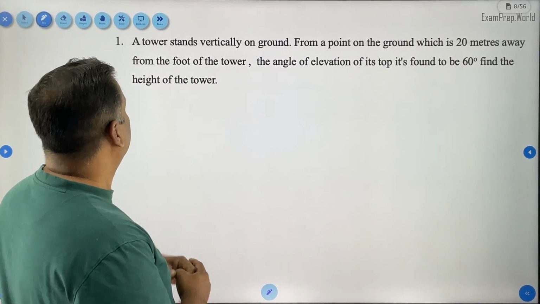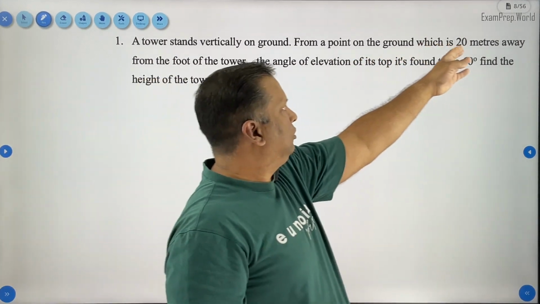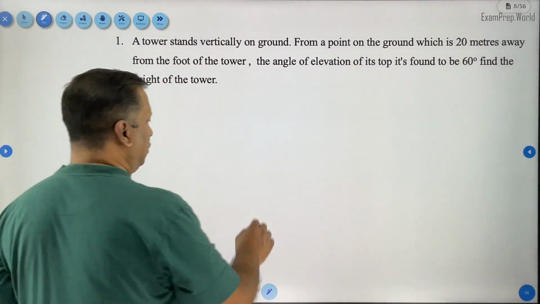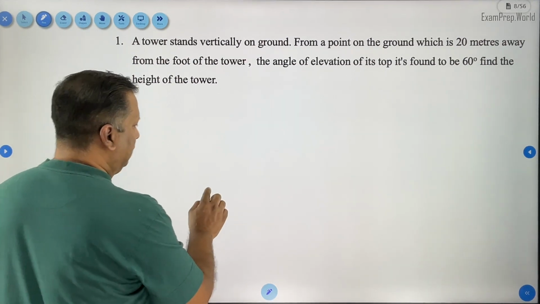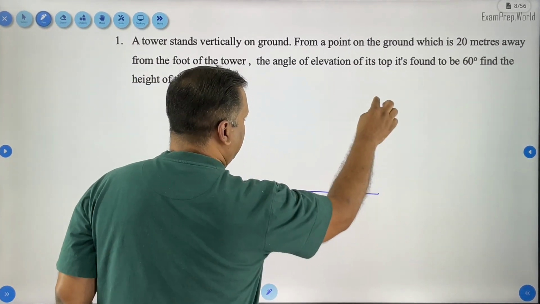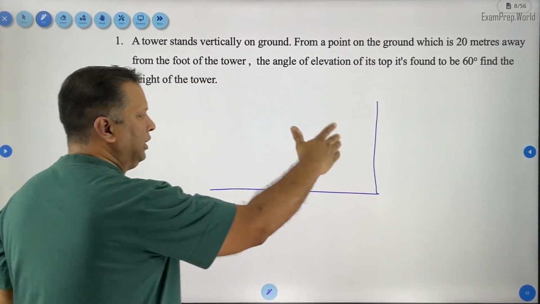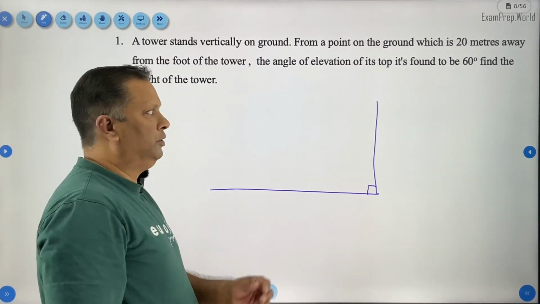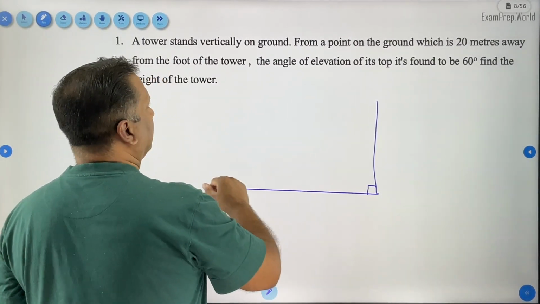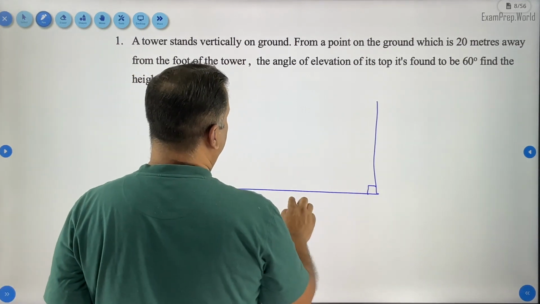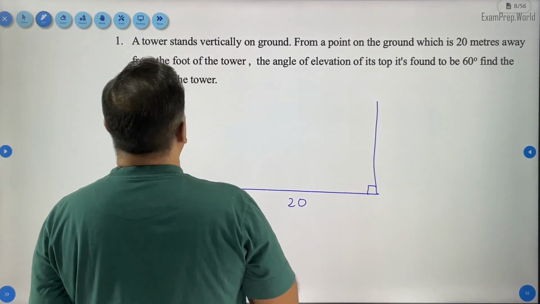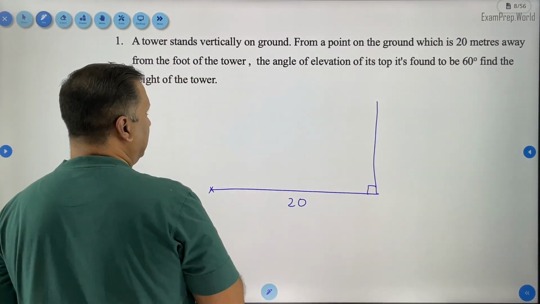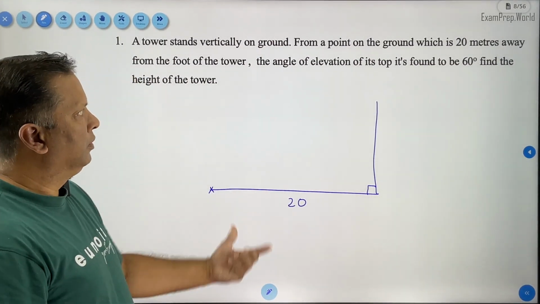Okay. So a tower vertically stands on the ground, and from a point on the ground which is 20 meters away, similar to the one which we just did. Always in such questions, draw the ground level, draw a tower, assume that this vertical line is a tower. So the tower always makes 90 degrees, so it is standing perpendicular. And the distance is 20 meters from the foot of the tower. This is the foot and this is the point P, which is 20 meters away, right?